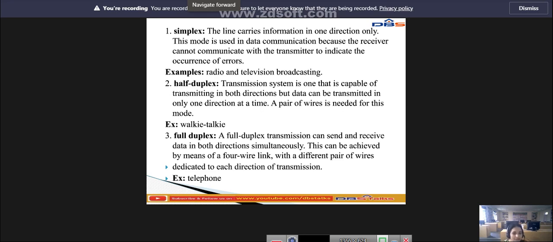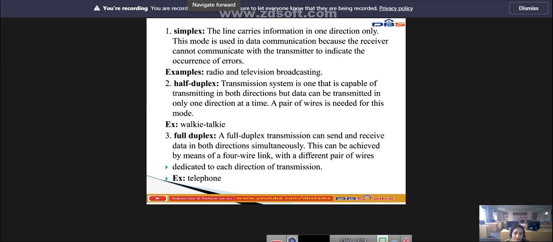In this transmission system we are capable of transmitting in both directions, but data can be transmitted only one direction at a time. Data is transmitted only by the transmitter, but whatever data is received by the receiver, it just gives a response that it got the information from you, so it sends an acknowledgement. The communication is only one direction, but it responds in the other direction. So we need two pairs of wires for this mode. A walkie-talkie is the example for this.